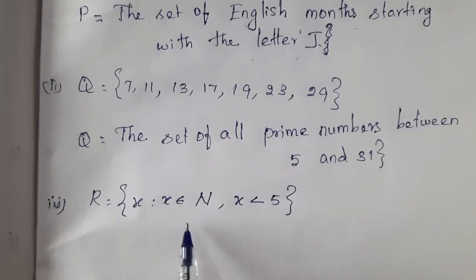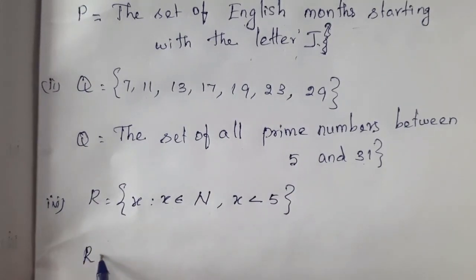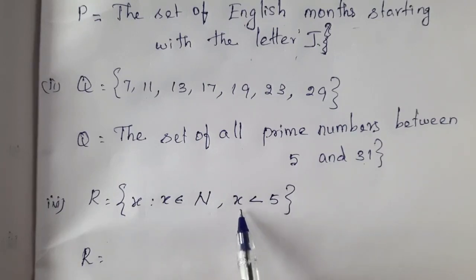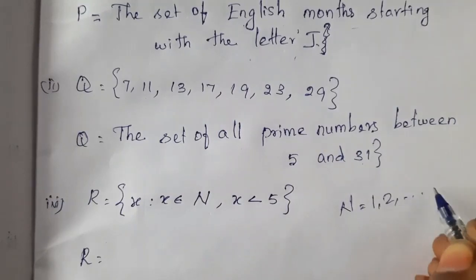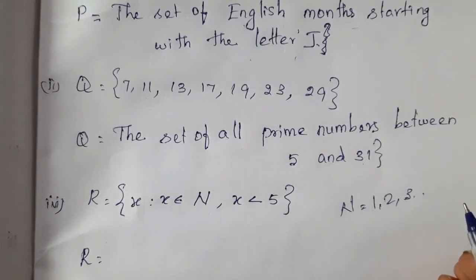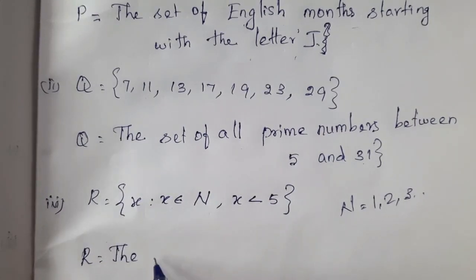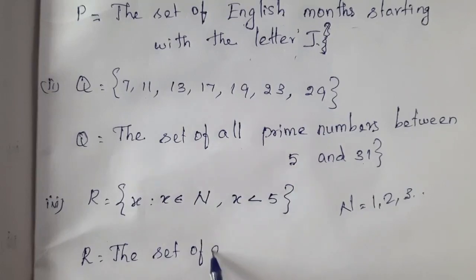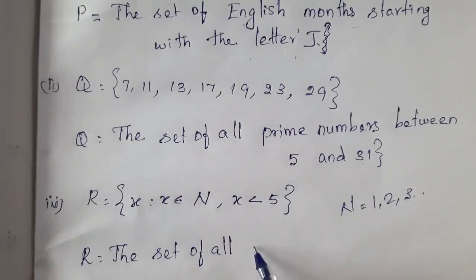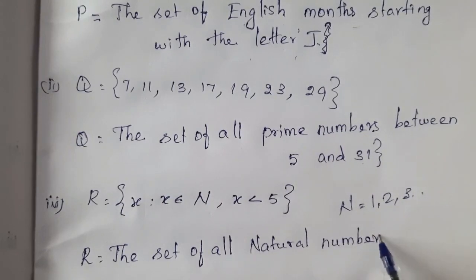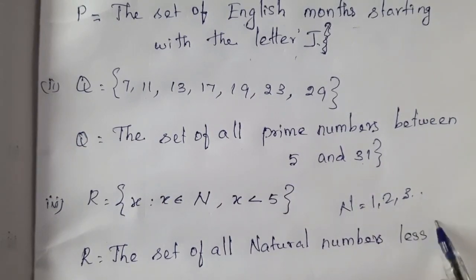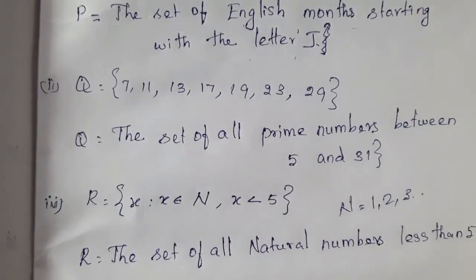Next one, look at R. They gave R equal to the set of all x such that x belongs to natural numbers and x less than 5. Natural numbers start from 1, 2, 3, etc., all the positive numbers. So we can say that R equal to the set of all natural numbers less than 5. That's all. Clear?